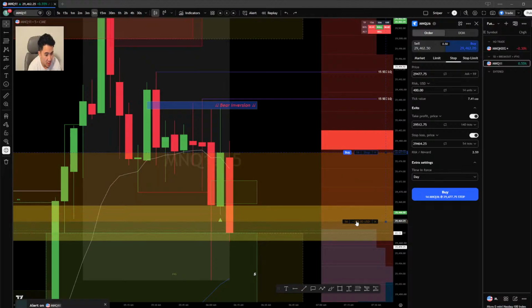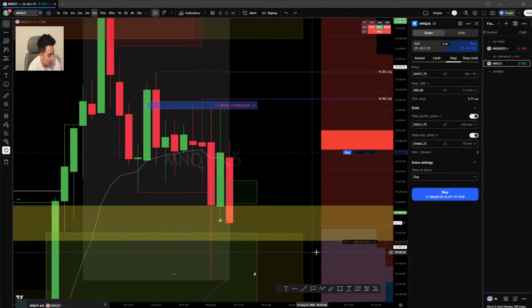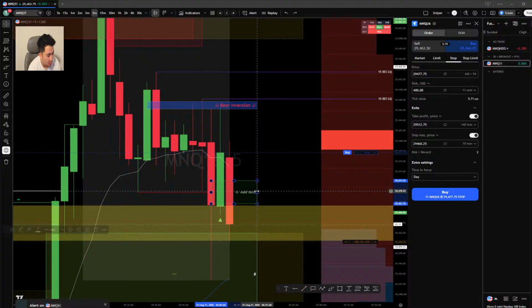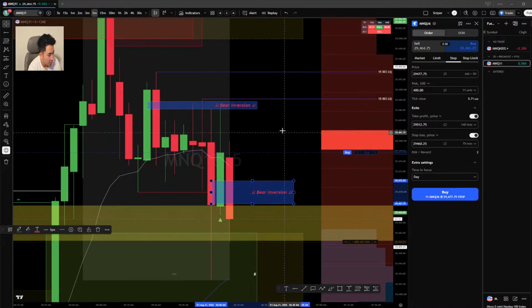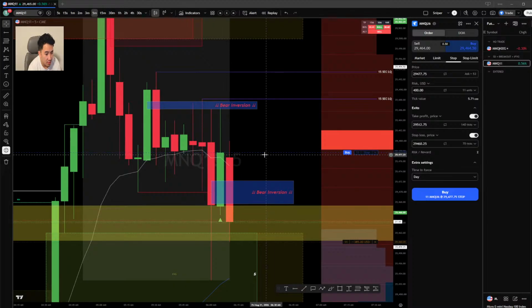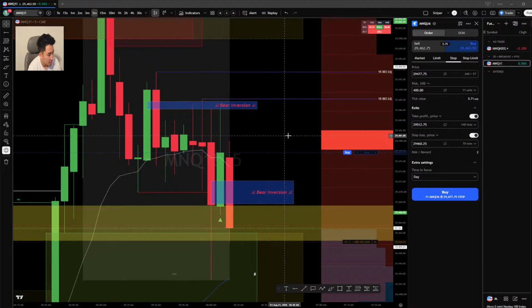See if we get a strong, aggressive push up for that to happen. There's a bearish inversion here. See if there's aggressive buying. Right now there isn't, but sometimes you can just spike up at any moment. If not, it could be the next candle.